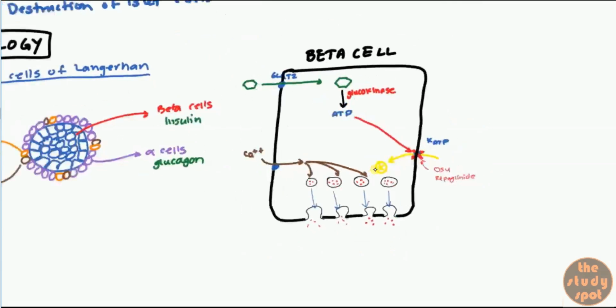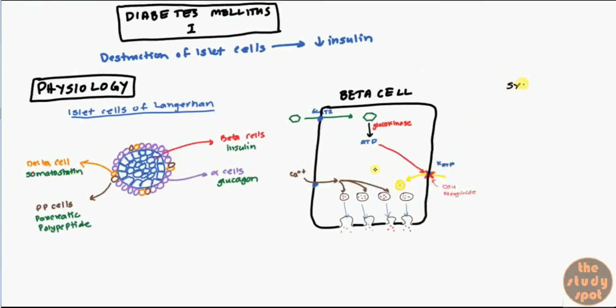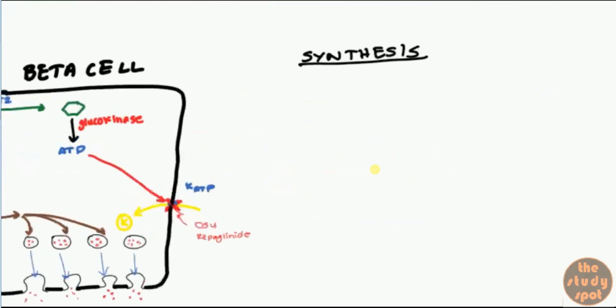Let's talk about how this insulin is synthesized, because this is known in detail. So how is insulin synthesized? Well, it's synthesized in the rough endoplasmic reticulum.